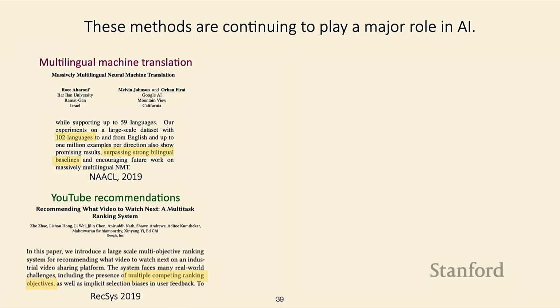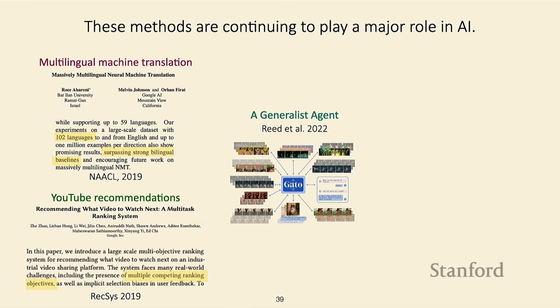People have also been using multitask learning systems for multi-objective optimization, where you have multiple competing objectives in a YouTube recommendation system, and thinking about how we optimize these objectives. We'll actually consider a case study of this paper in the next lecture. So these are a little bit more on the applied side, and a little bit more on the research side.